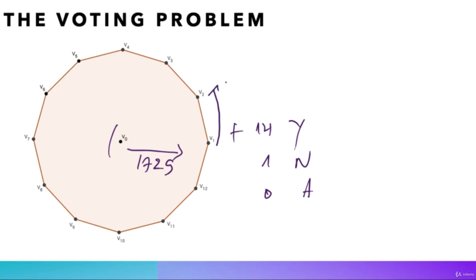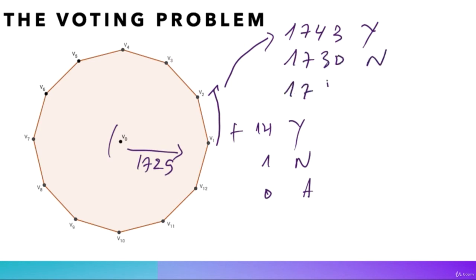Now V2 has a new number, which is either 1743 if V1 voted yes, 1730 if V1 voted no, and 1729 if V1 abstained. Because V2 does not know the original number, there is no way to know how V1 voted. This process continues with V2 adding 14 for yes, 1 for no, or 0 for an abstention, and then passing the result to V3.